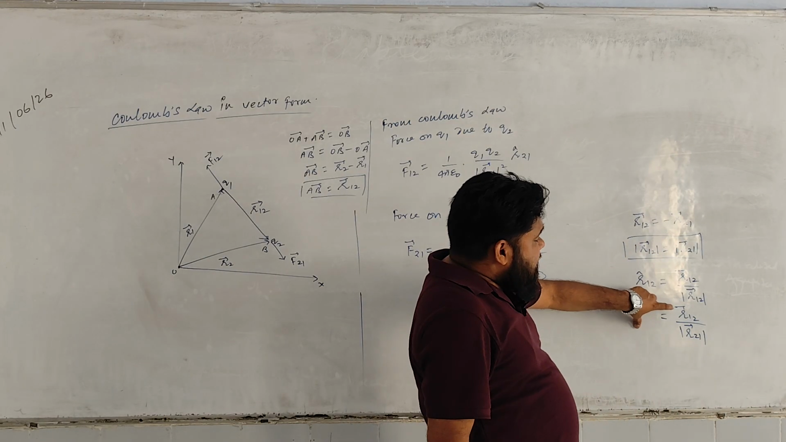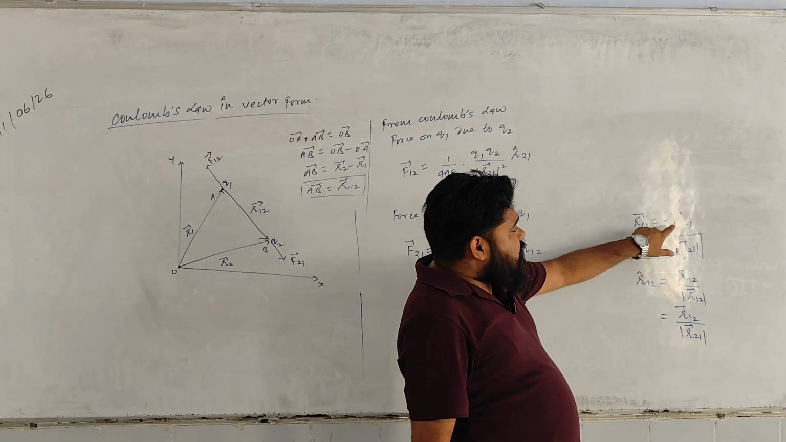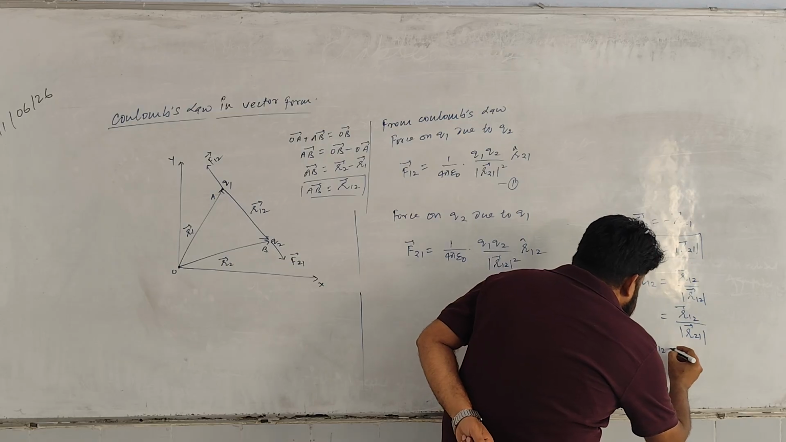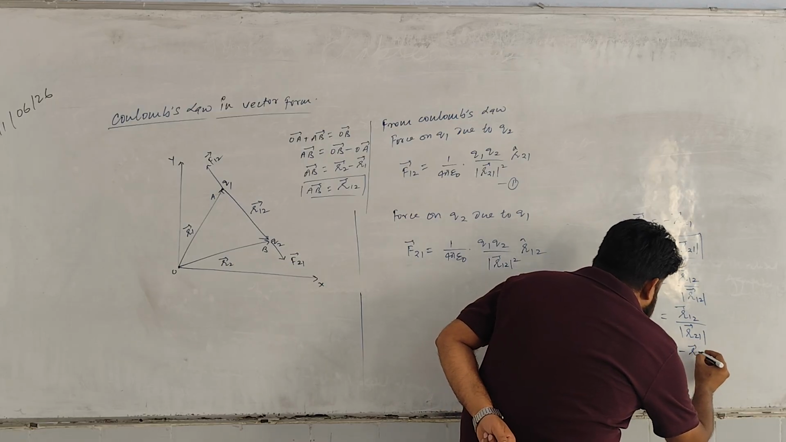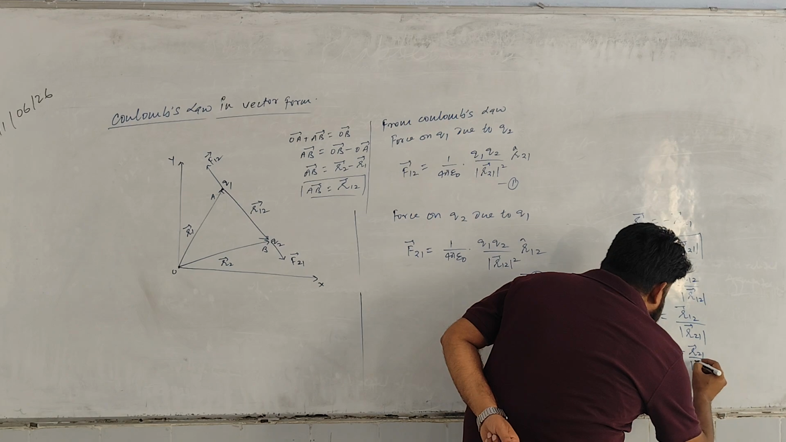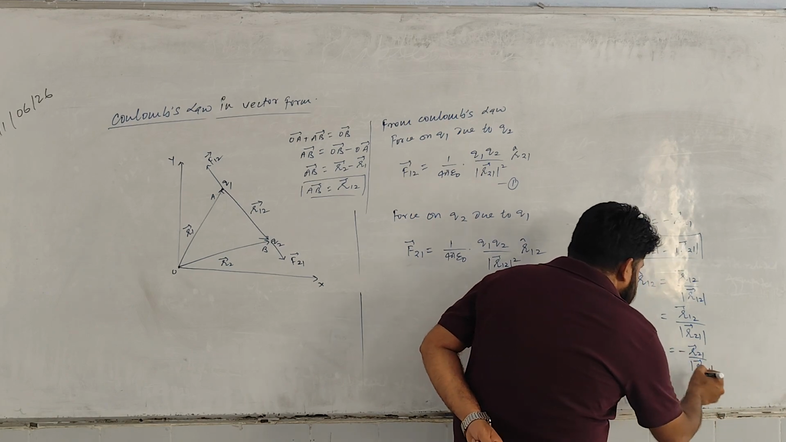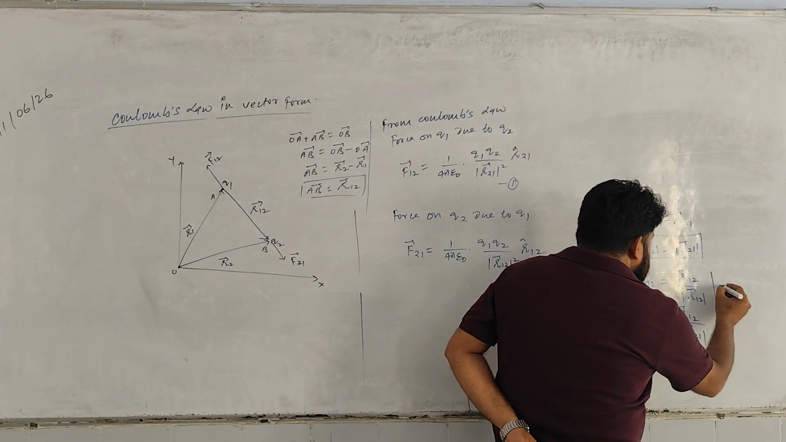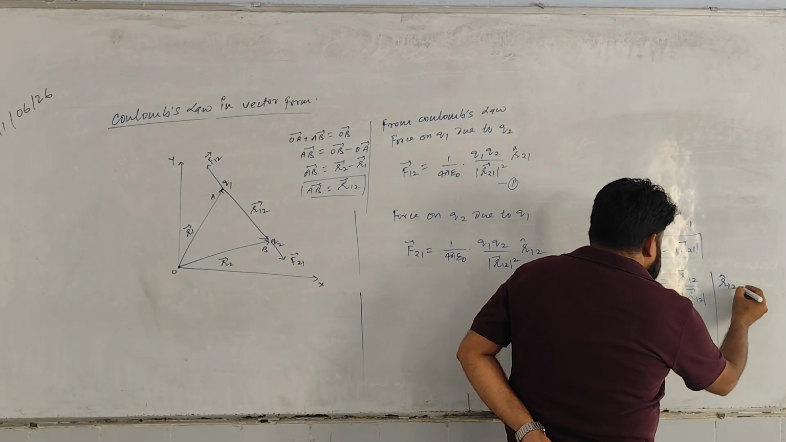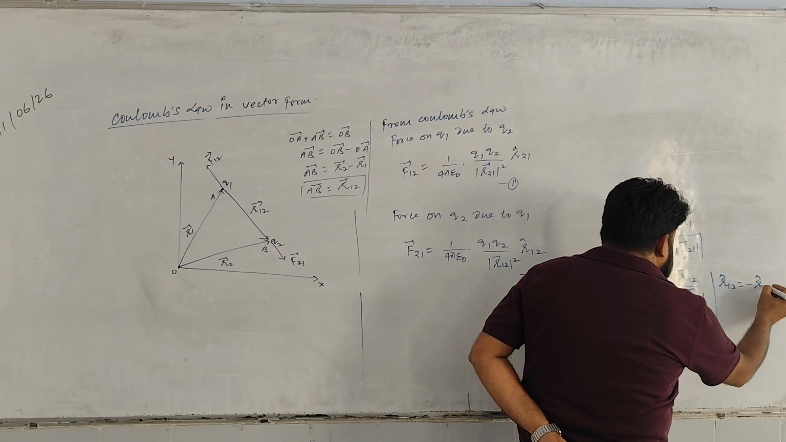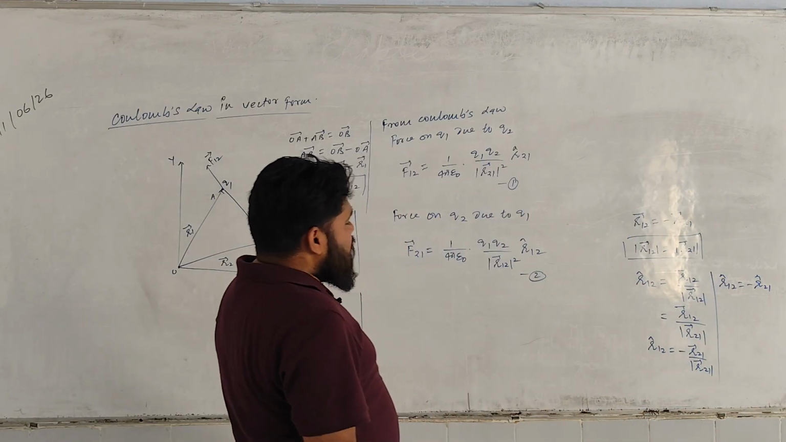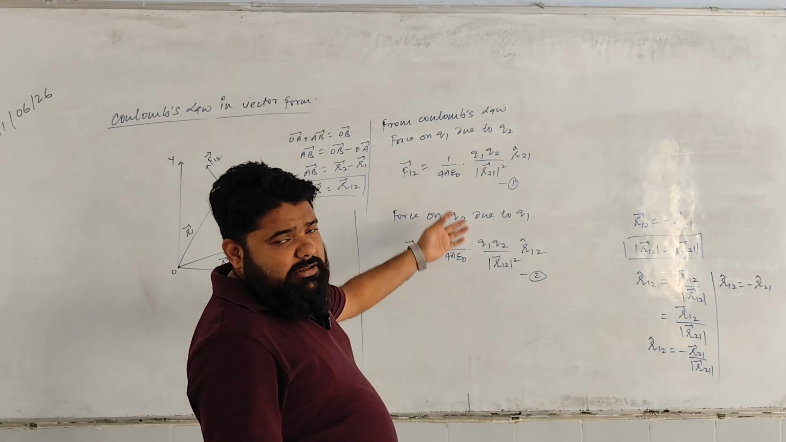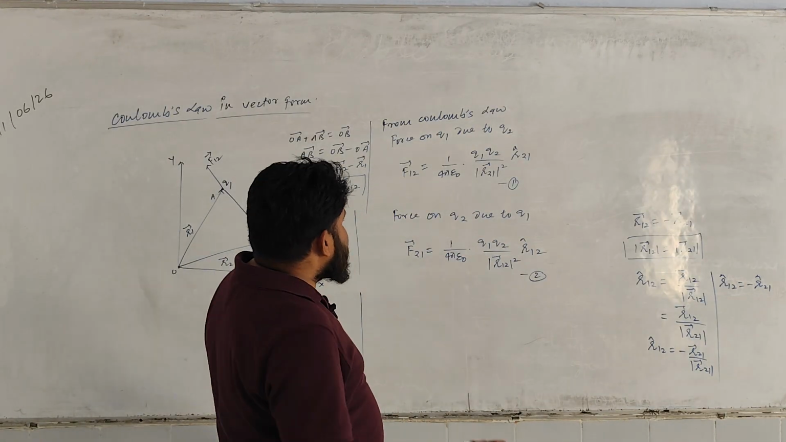And when we see the vector R12, the vector R12 is opposite to the vector R21. So the unit vector R12 can be written as negative of vector R21 upon the magnitude of R21, and this whole quantity becomes the unit vector R21. So here unit vector R12 is equal to negative of unit vector R21. Now you can use this identity either in equation 1 or in equation 2. So let's see from equation 1.